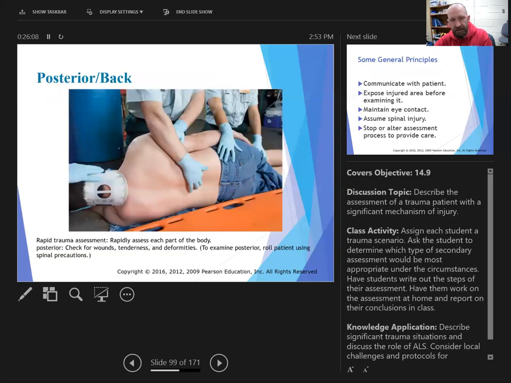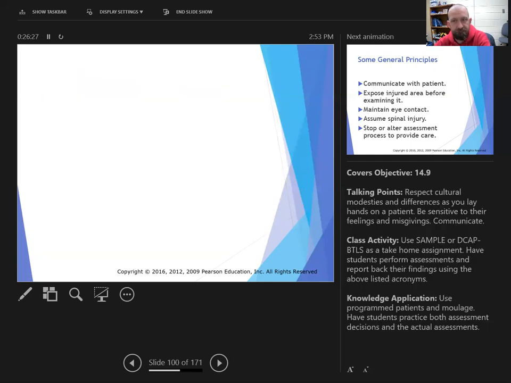Here's a picture of a guy. He's having a rapid trauma assessment done. Obviously, we've got somebody holding C-spine. The collar is already on. They rolled him onto his side. Backboard's in position. And you can see he's checking the back of his back right there, his posterior, to check for injuries.